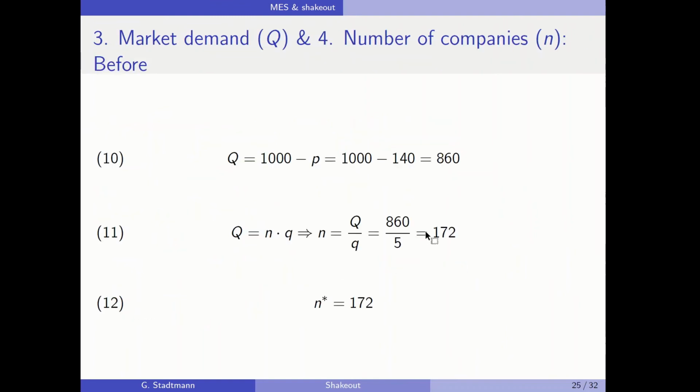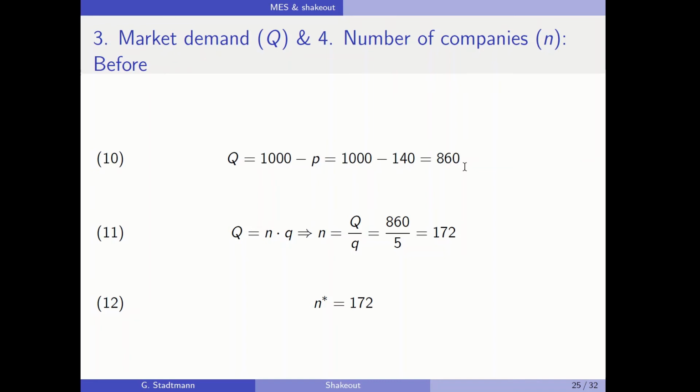So this is now given that the price is equal to 140 and we can compute the quantity demanded. We have to insert the price into the demand relationship and then we know that the demand will be equal to 860 units.